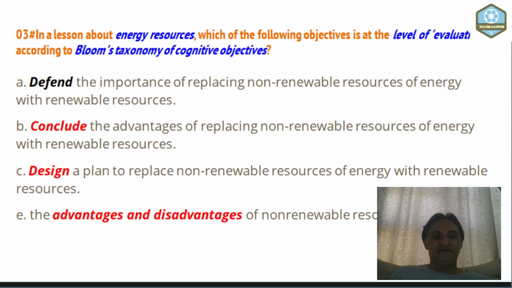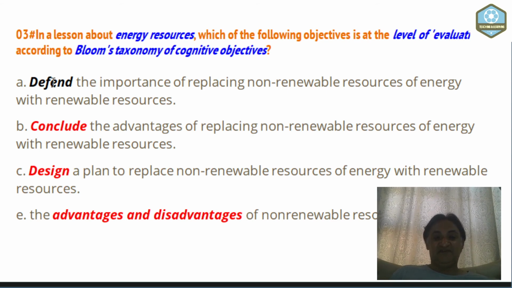Let's see what is next. Number three is about Bloom's taxonomy and evaluation, and a lesson about energy resources. Which of the following objectives is at the level of evaluation? Suppose these are the learning outcomes, and you have to tell me which one covers the domain of evaluation. As you know, there are six domains, so we have to find out which one is at the level of evaluation according to Bloom's taxonomy of cognitive objectives, right?